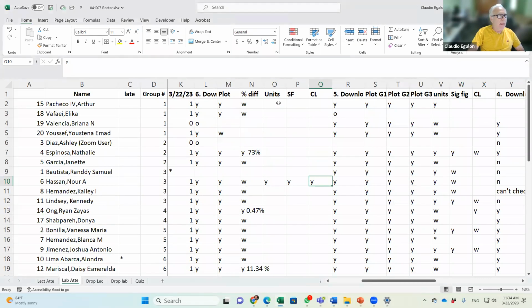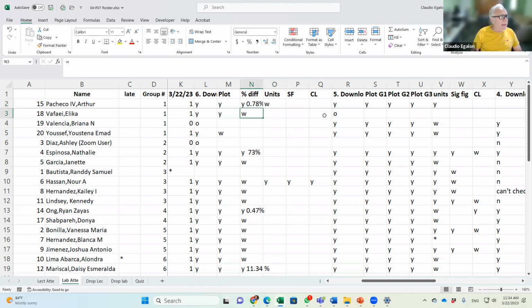Roster. So let's go back to Pacheco. Pacheco, did you get the units? Up to Pacheco, group number 1. Yeah, oh yeah, that's right. What percentage difference did you get? Yep, 0.78. That's the type of percentage difference we get for this type of experiment. Okay. Did you work on the units? Did you finish the units? Doing it right now. Okay, working on that.